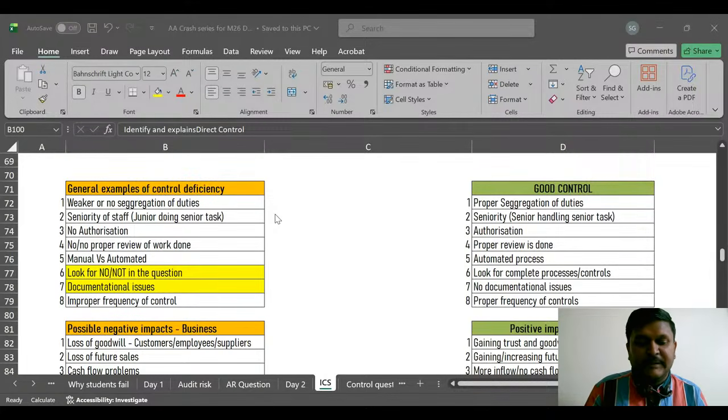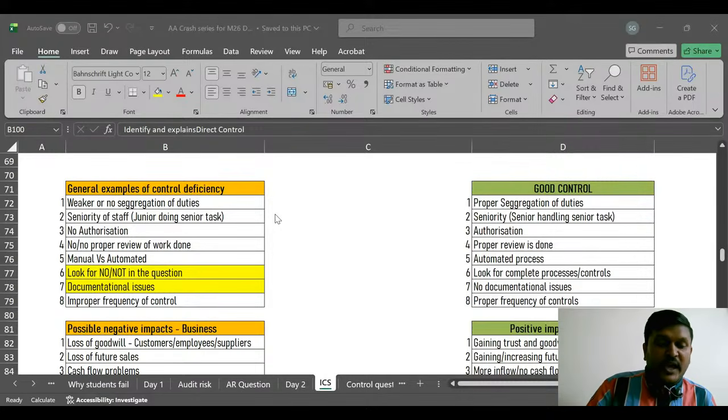Coming to the fifth point, manual versus automated. Wherever we can automate, automation will reduce the risk and reduce the errors. That is the concept over here. Wherever it could have been automated and you are doing it manually, it would increase the control deficiency and increase the risk of misstatement. So it is again a control deficiency we will be looking into.